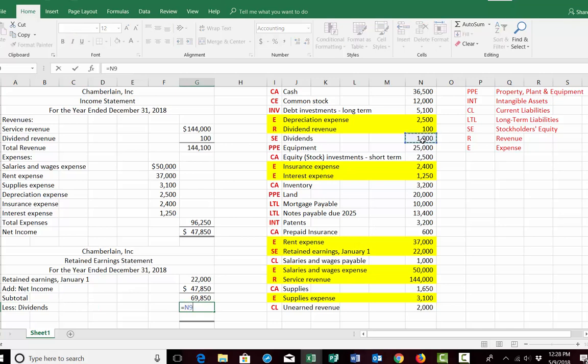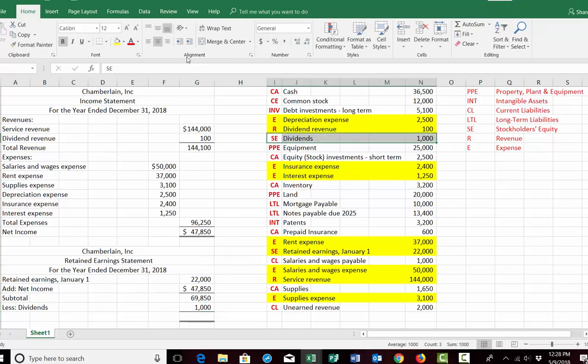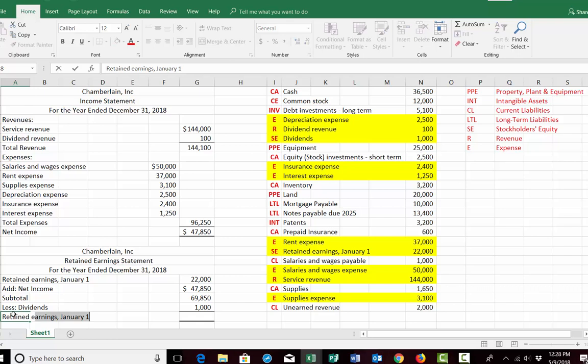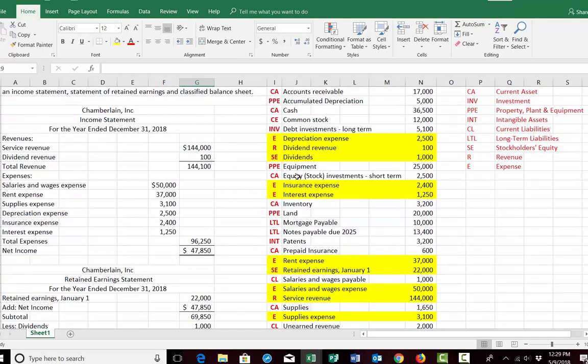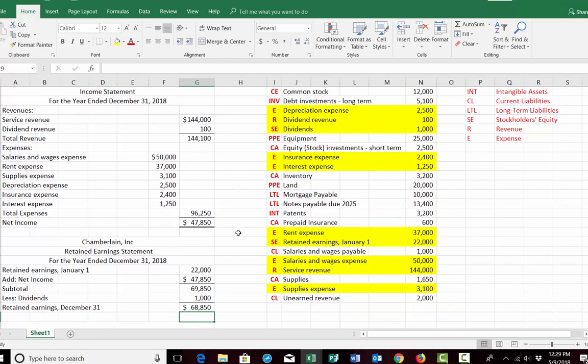So our dividends are here. Highlight those. And that gives us our retained earnings December 31st. And that's equal to the 69,850 minus the 1,000. Okay, so now we have checked off everything here except for what goes on our balance sheet, which is our assets, liabilities, and stockholders' equity. So there we have our finished retained earnings statement.